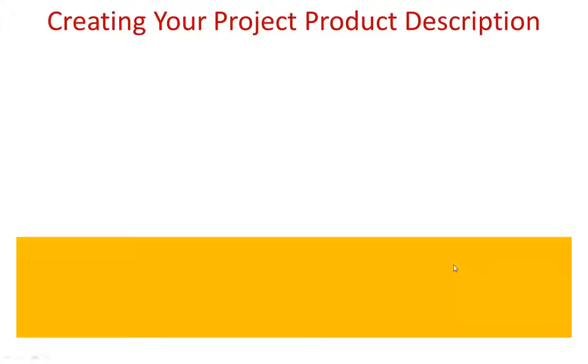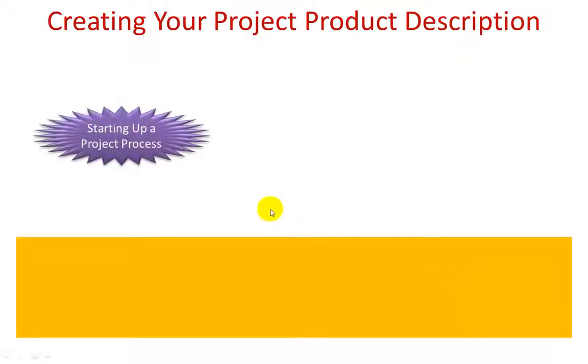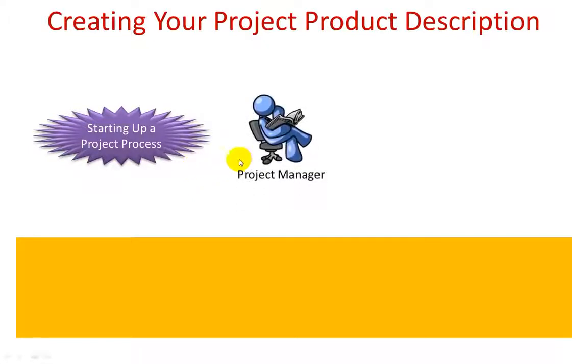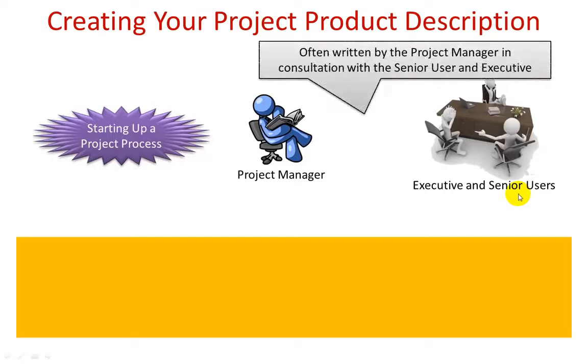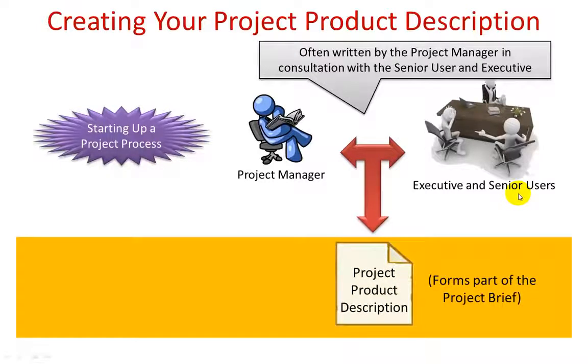First, I want to very quickly just remind you where the project product description plays a part within the PRINCE2 life cycle, if you will. It starts, of course, in the starting up a project process, which occurs pre-project, and here it will be the project manager liaising with the executive of the project board and the senior users to determine exactly what the project product description should be. And this forms part of the project brief.